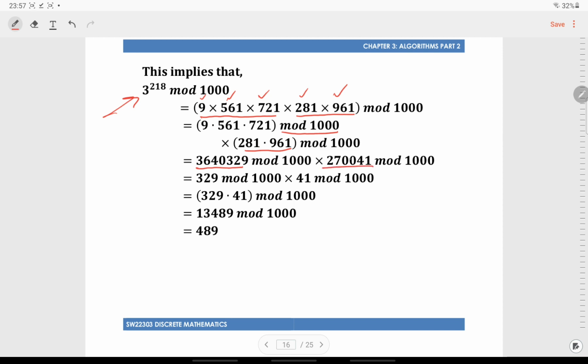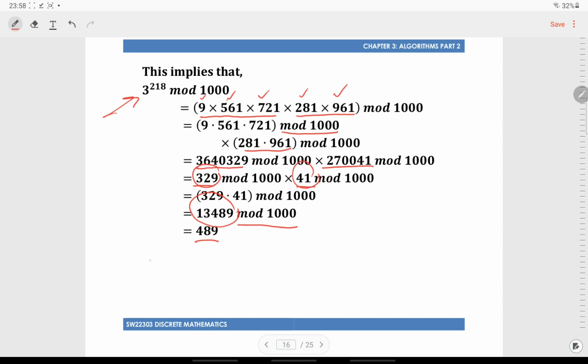Because these two numbers exceed 1000, you can reduce them mod 1000, so they become 329 and 49. These two numbers become smaller than the original values, so it's very easy for you to compute 329 multiplied by 41 with your calculator, and you obtain 13489. Because this number also exceeds 1000, you need to do the modular reduction operation. Divide by 1000 and find the remainder. The remainder equals 489.